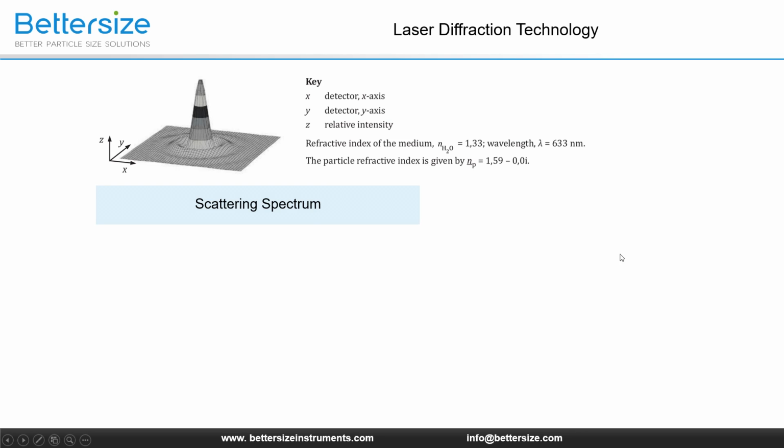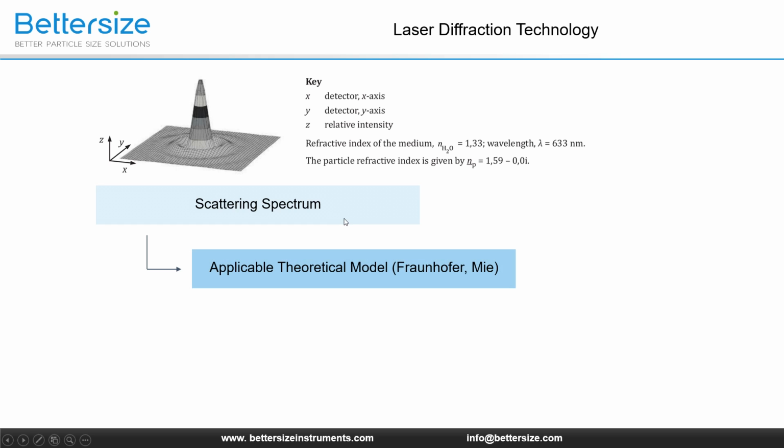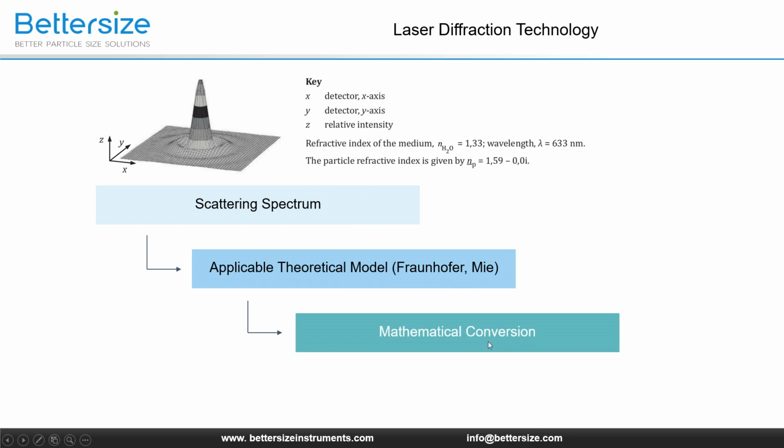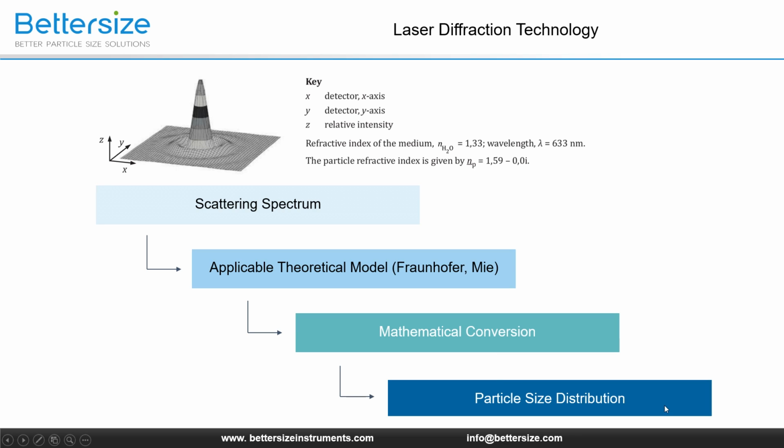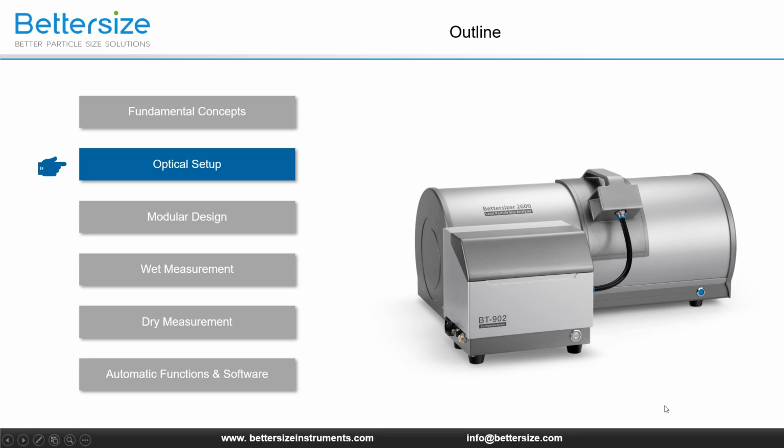How do we record scattering diagram? With the help of photoelectrical detectors installed at the focal plane. Light signals can be recorded and translated to electric signal. Then, by applying the rigorous Mie scattering theory to the data and mathematical conversion by a specialized software, the particle size distribution of a sample can be provided.